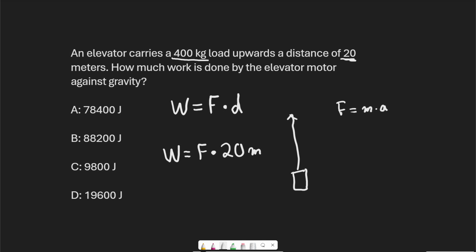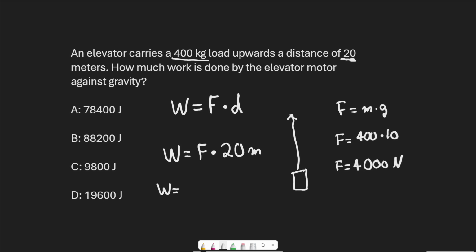So in this case, F equals 400 times, and what's the acceleration? Well, the object is being accelerated against gravity, right? So acceleration is not actually A here, it would be g, right? And g is 10 for the MCAT, right? So in this case, force is equal to 4,000 newtons, right? And so we can go ahead and plug that in here.